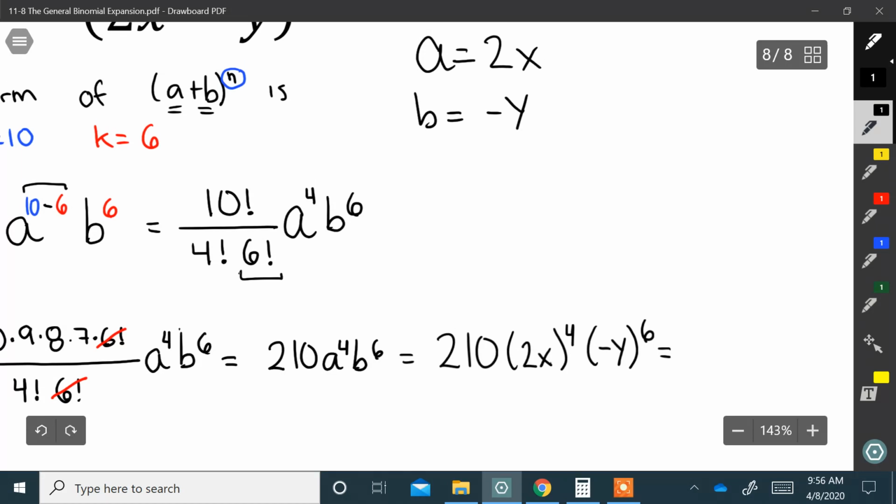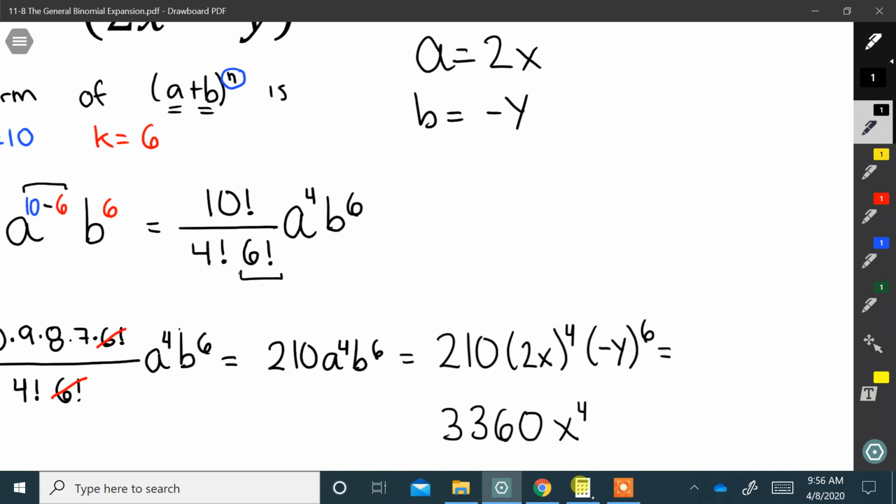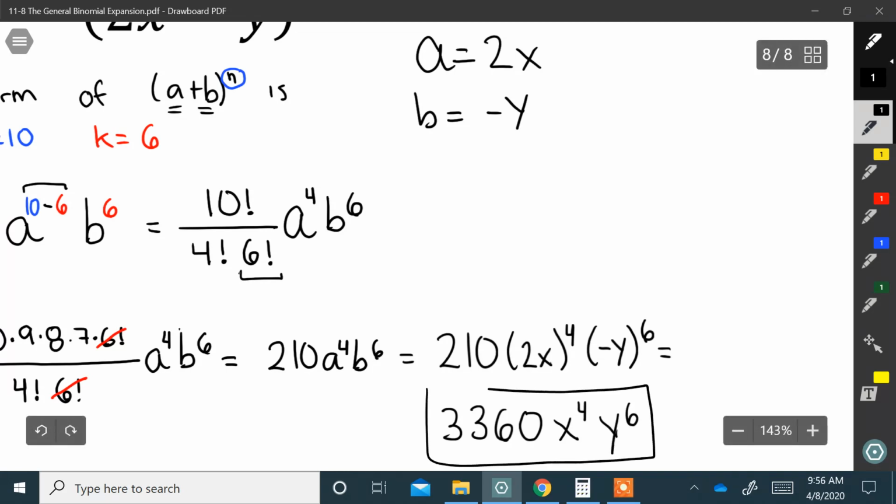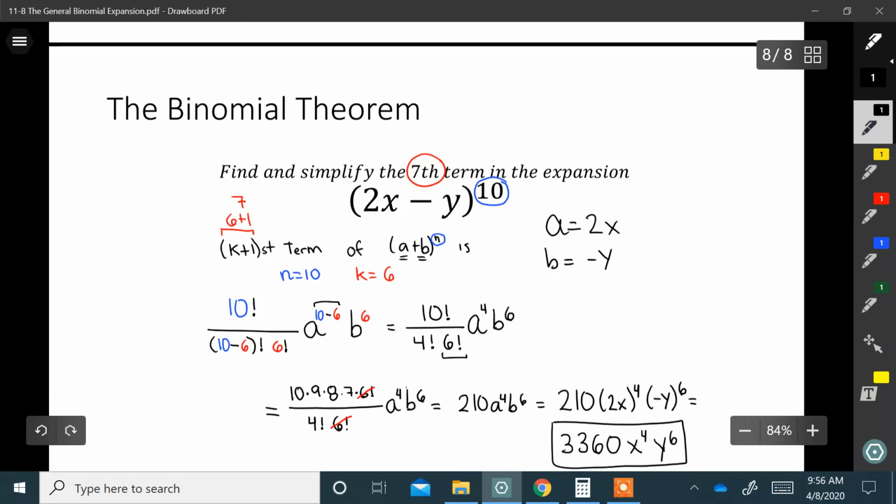Let's simplify that. 2 to the 4, that's going to be 16. And then 16 times 210, that's going to be 3,360. Then negative 1 to the 6th power, since it's even, it's going to stay as a positive. And that, guys, is the 7th term in the expansion there. All right, looks good, guys.